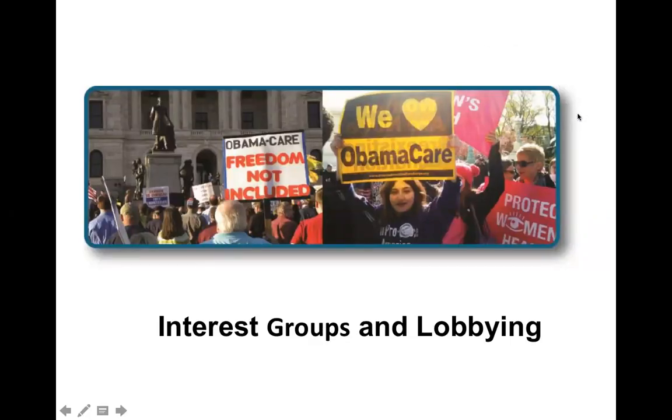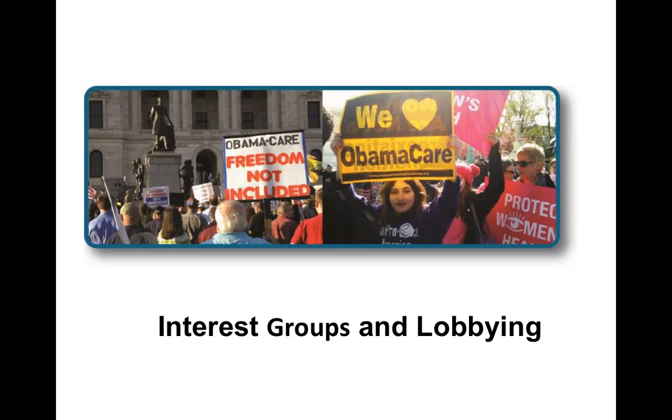All right, this is our chapter on interest groups and lobbying. In prior lectures we talked about political parties and political opinion, so it kind of culminates into interest groups and lobbying, which is another aspect of it.